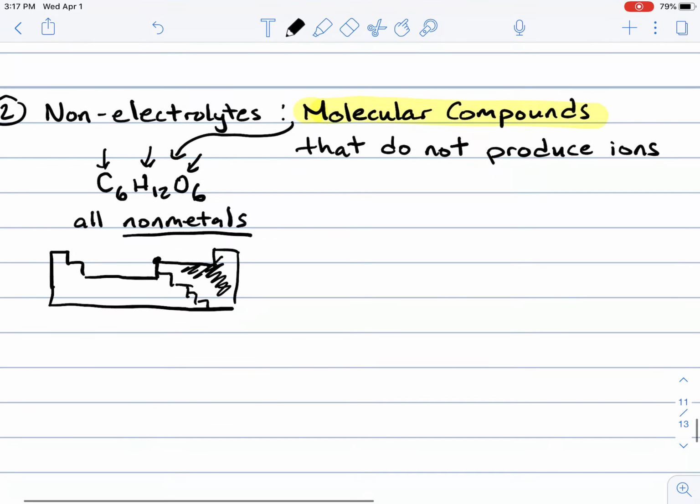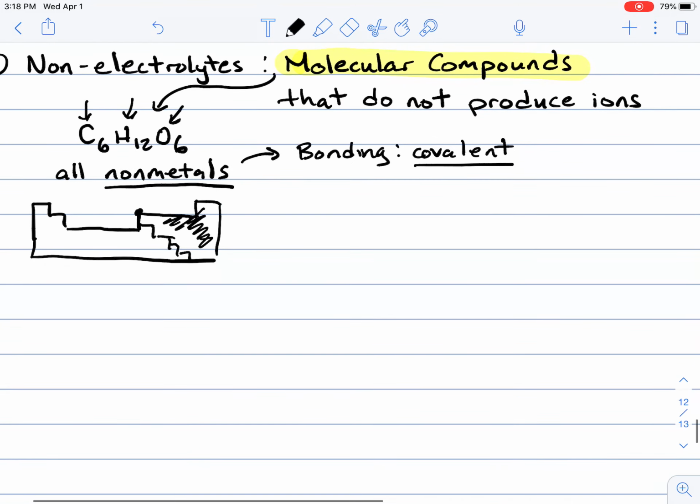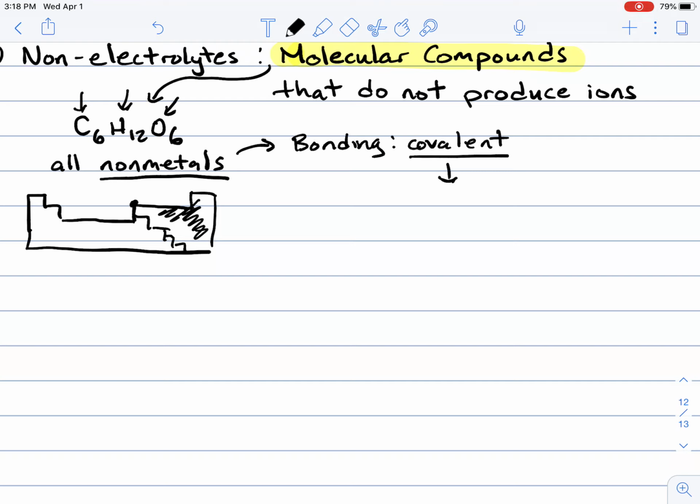So everything here to the right of the staircase is a nonmetal. And so typically, if all of your elements are nonmetals, the bonding that occurs between them is covalent. If you guys recall from the Lewis structure chapter, covalent bonds are electrons that are being shared, unlike ionic bonds, where electrons are fully given away or fully accepted. Since the electrons are being shared, typically those covalent bonds are strong.